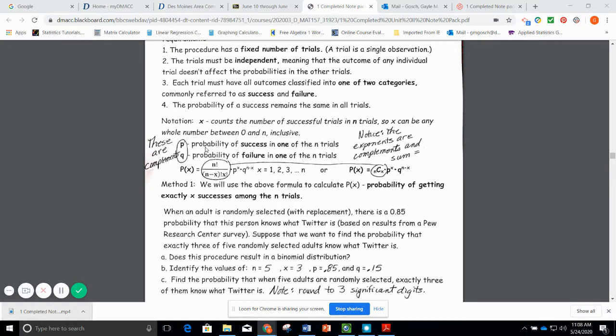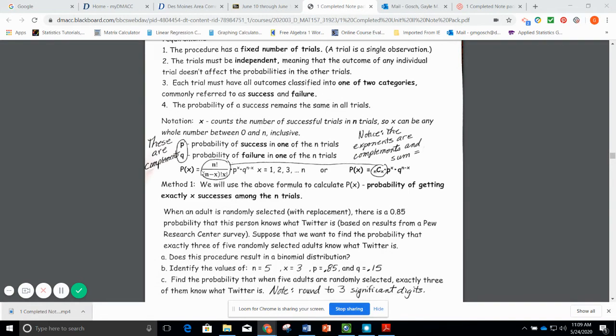The probability of success is going to be identified as P in our formula, and the probability for failure is going to be identified as Q in our formula. And those two are going to be complements of each other because they make up the entire sample space. Okay, so you're going to be using this formula when we're calculating probabilities, and you're going to need to demonstrate that you know how to use this formula on a test.